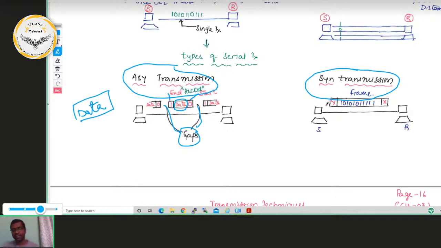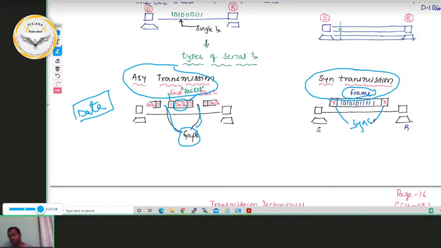Instead, the entire data will be transmitted in a single frame, and each frame consists of sync bits, SYNC. So why do we require sync bits? It is nothing but a common protocol. So what do you mean by protocol? Protocol is nothing but where the sender and receiver will agree on something.